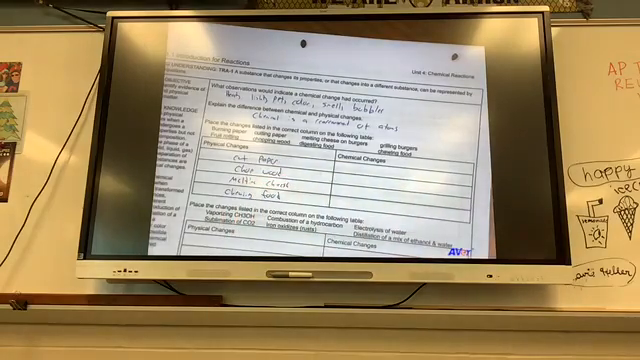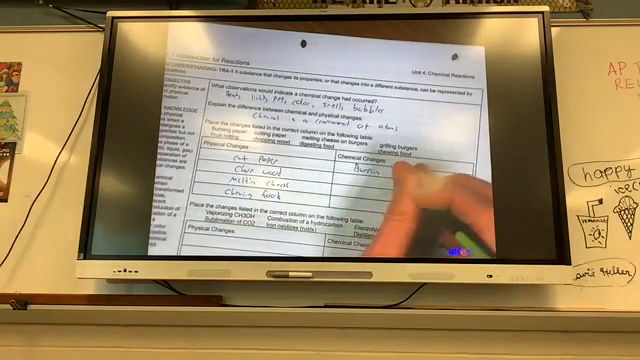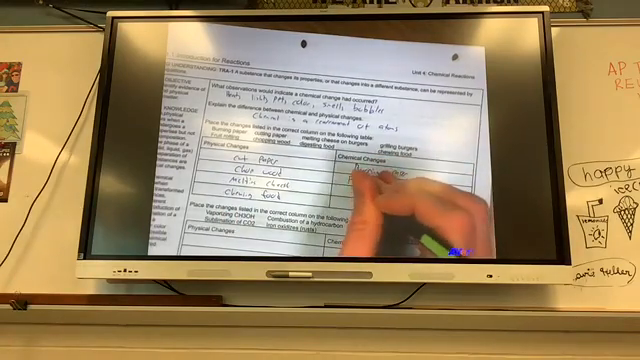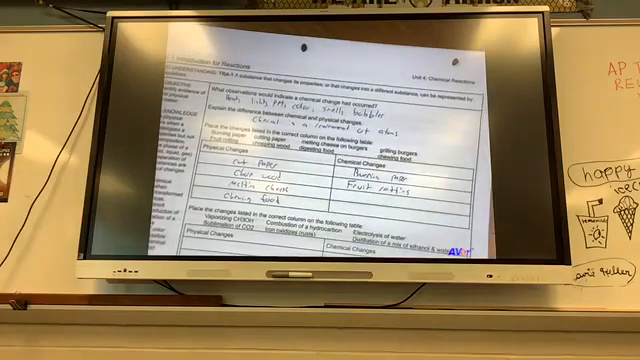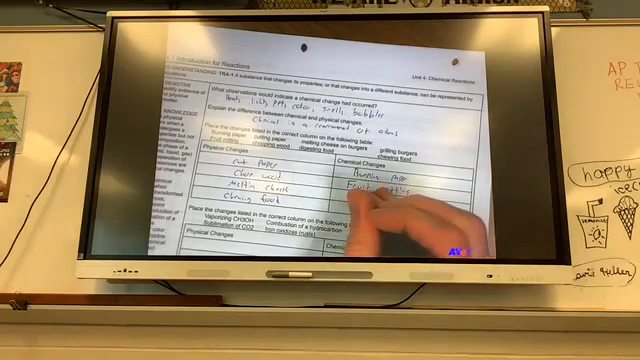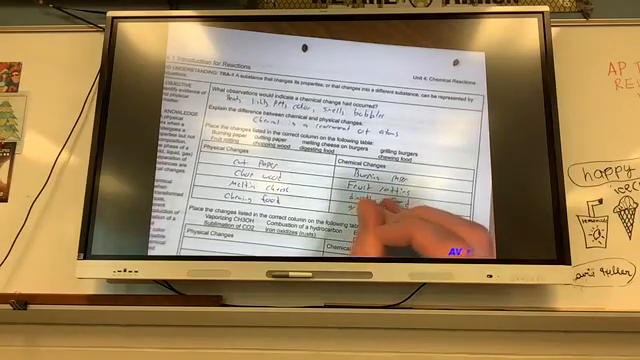So your chemical changes are burning paper, fruit rotting. You ever have a piece of fruit in your fruit basket go bad? And you got gnats in your house? Digesting food. And the last one is going to be grilling burgers.